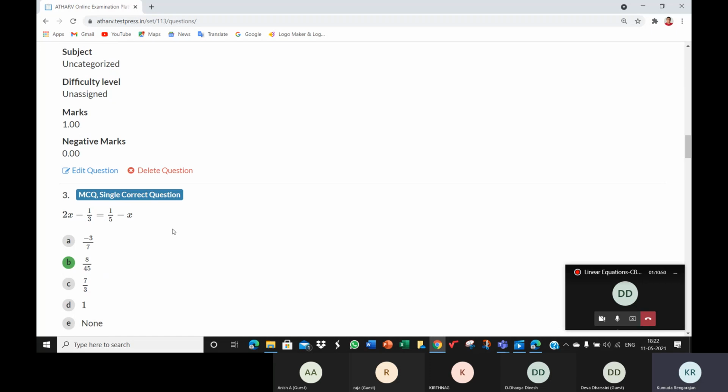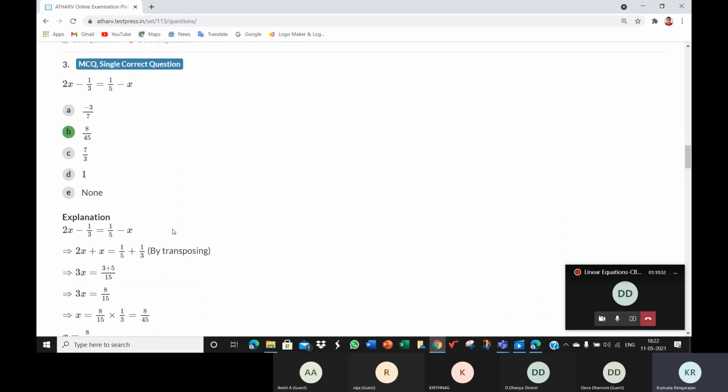See this one. There are no brackets to remove. This is the equation, children. 2x minus 1 by 3 is equal to 1 by 5 minus x. Can we see the equation? Yes, ma'am.